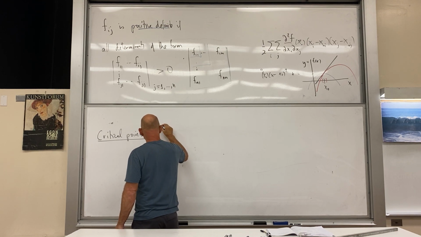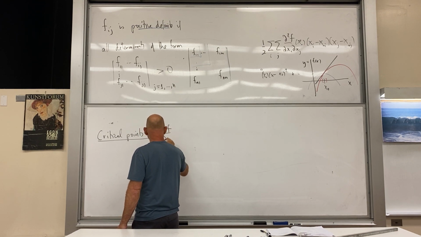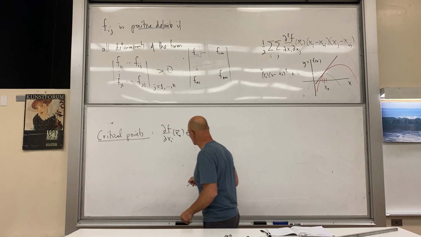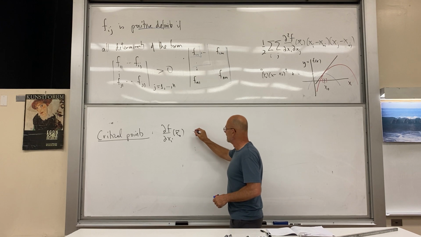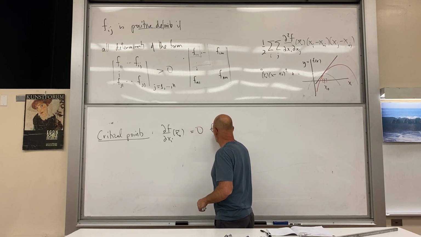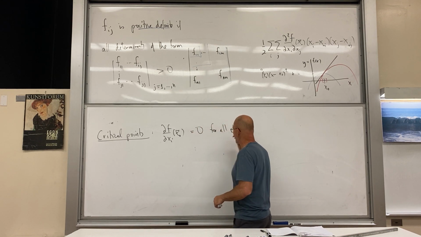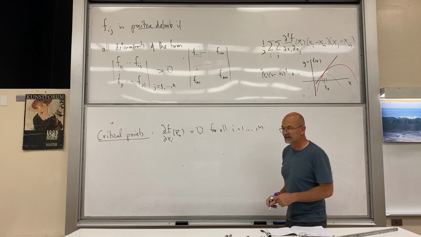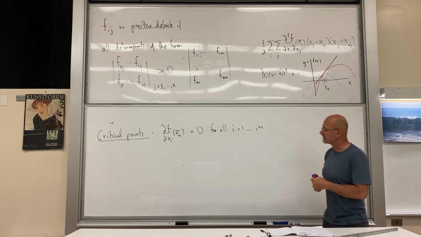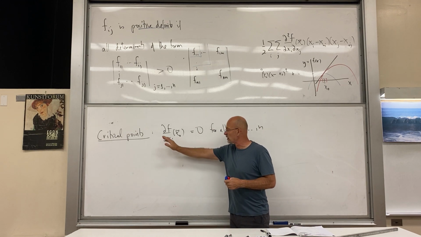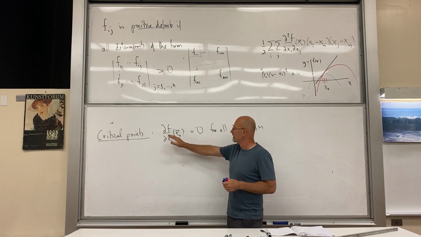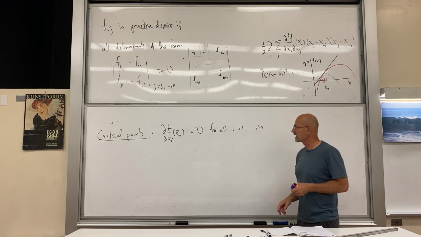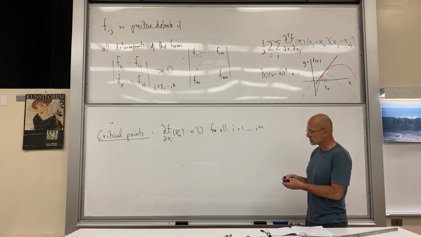So df/dx_i at x sub 0 equals 0 for all i, i equals 1 to n. In other words, it's the first derivative criterion, but it has to hold for every one of your variables, and then you've got a critical point. So that we can have local max and local min.